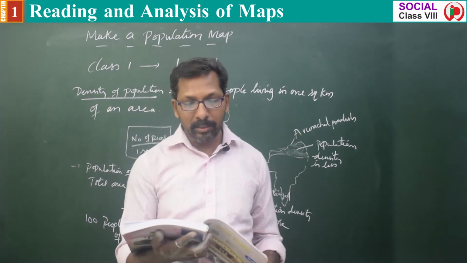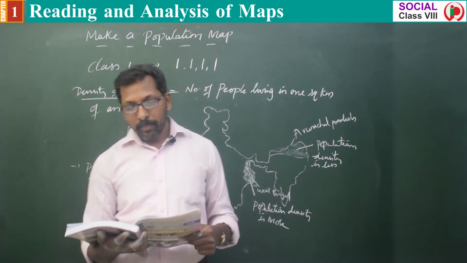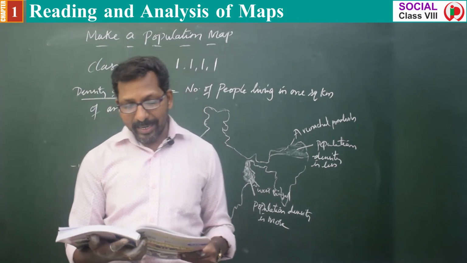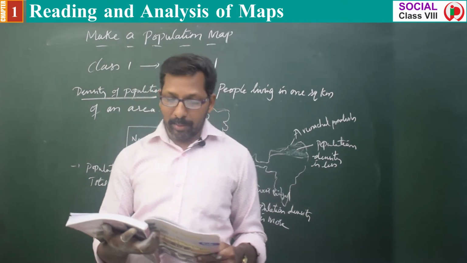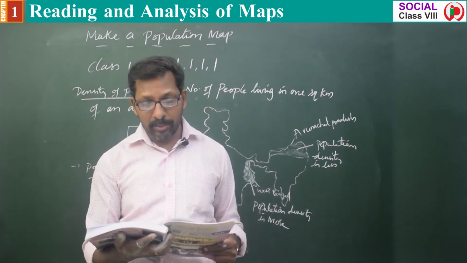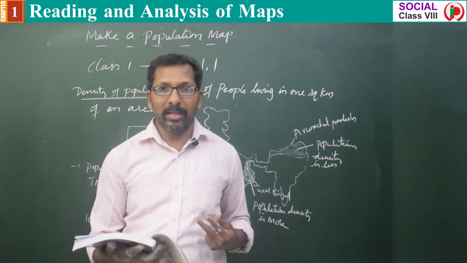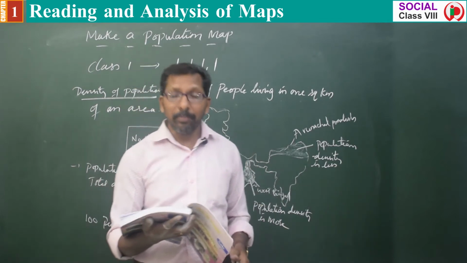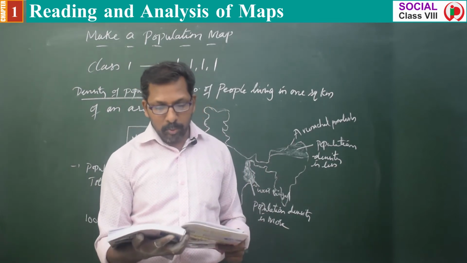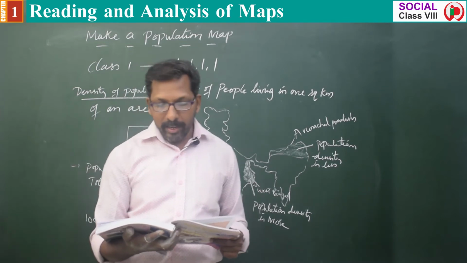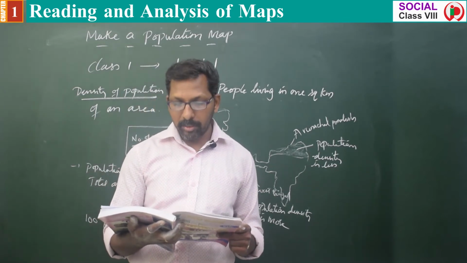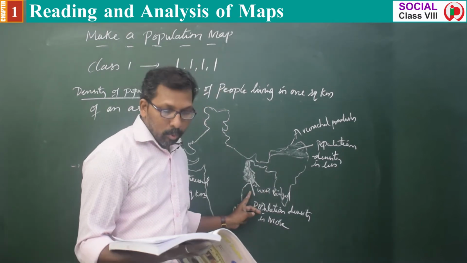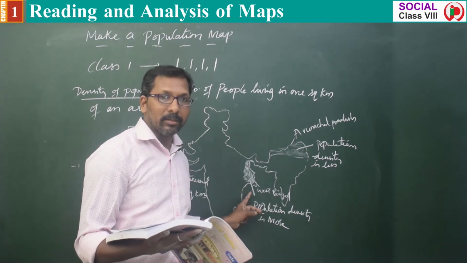Nagaland, 119 per square kilometer. Odisha, 269. Punjab, 550. Rajasthan 201, Sikkim 86 per square kilometer, Tamil Nadu 555 per square kilometer, Telangana, we are living in Telangana, so Telangana 307 per square kilometer, Tripura 350 per square kilometer, Uttarakhand 189 per square kilometer, Uttar Pradesh 828 per square kilometer, West Bengal with 1030 per square kilometer.